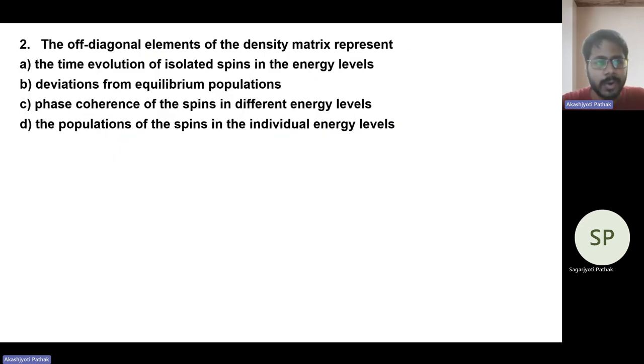Now moving forward, this question was asked in week 6. What does it ask you to find out? The off-diagonal elements of the density matrix represent the time evolution of isolated spins in the energy levels, the deviations from equilibrium populations, the phase coherence of the spins in different energy levels, or the population of the spins in the individual energy levels. Based on the concept we just discussed, try to solve this question. Out of these four options, which will be the correct one?